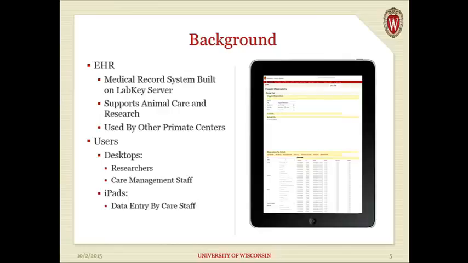Usually LabKey is focused on the research and the study data. This also helps us put in the day-to-day care of the animals, just like a human medical record, as well as housing, transfers, things like that. And it's used by some of the other primate centers. Right now it's used by the Oregon Primate Center, and it's soon to be used by Southwest as well. So we're not the only ones using it.